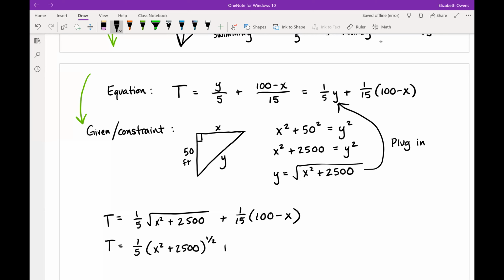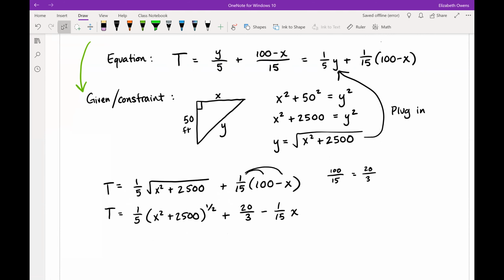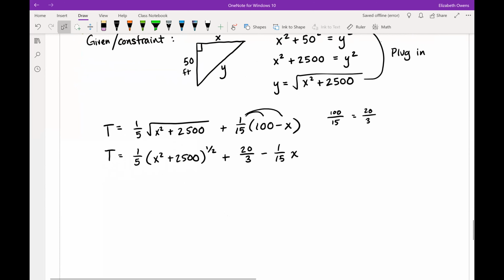Okay. And might as well distribute this as well. We'll have 100 over 15. Let's divide both of those by 5. That would be 20/3. Okay, 20/3 minus 1/15 x. Okay, that looks better. Well, for taking the derivative at least. Okay, so let's take that derivative.